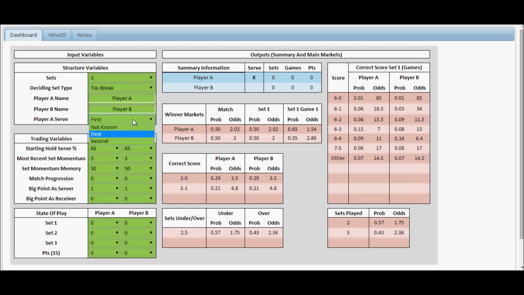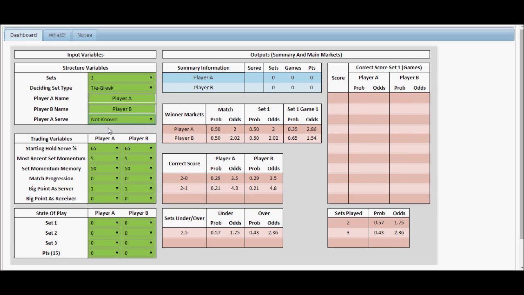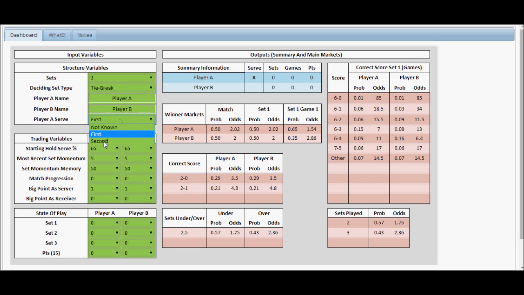You can also make a decision here which is which player serves first. Obviously that's quite important. This should be defaulted to not known, and if it's defaulted to not known you don't have a first set correct score. The reason for that is simply because due to the vagaries of players likely to hold serve, you get some asymmetry here, even though this match is set to be both players holding 65. So if I change that to second, these two will flip over essentially, because this is set to be a 50-50 match at the moment.